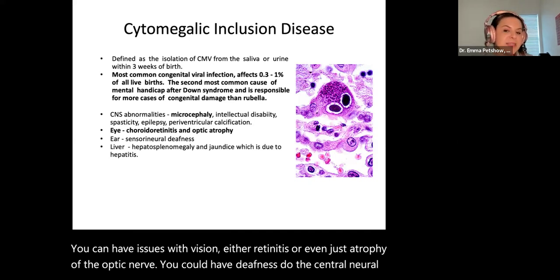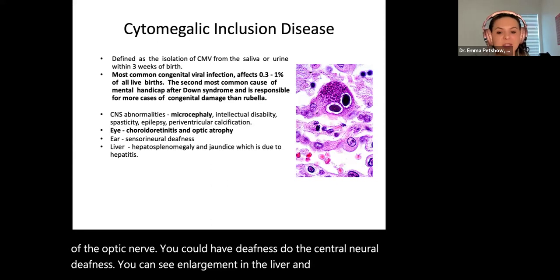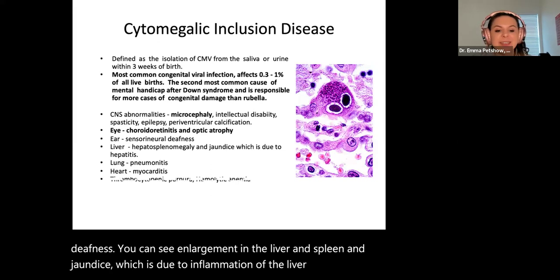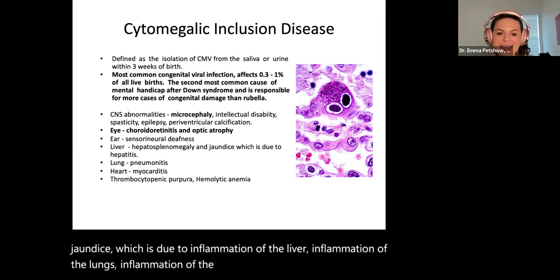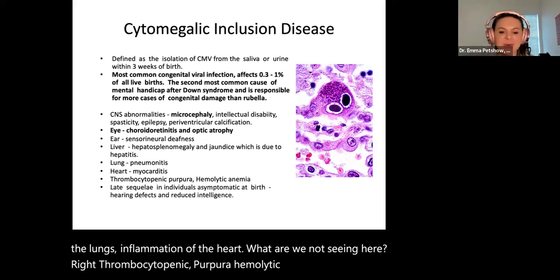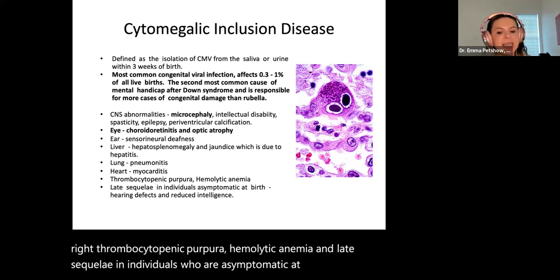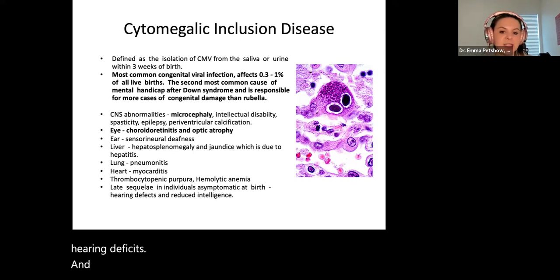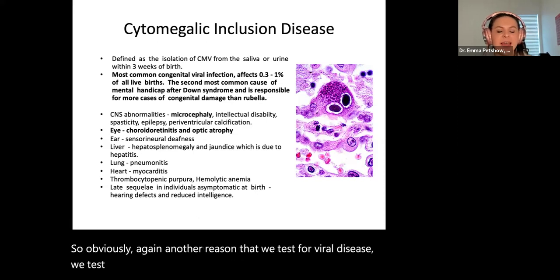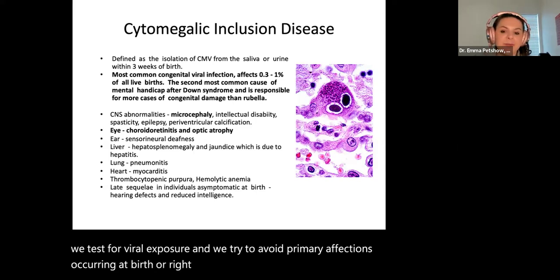You can see enlargement in the liver and spleen, and jaundice, which is due to inflammation of the liver, inflammation of the lungs, inflammation of the heart. What are we not seeing here, right? Thrombocytopenic purpura, hemolytic anemia, and late sequelae in individuals who are asymptomatic at birth could be hearing deficits and reduction in intelligence, potentially. So obviously, again, another reason that we test for viral disease, we test for viral exposure, and we try to avoid primary infections occurring at birth or right after birth.